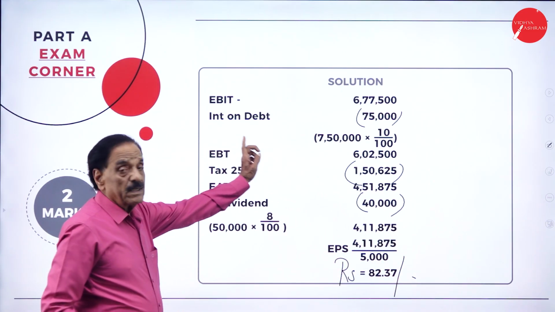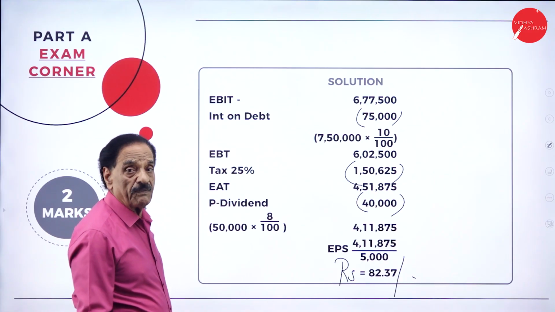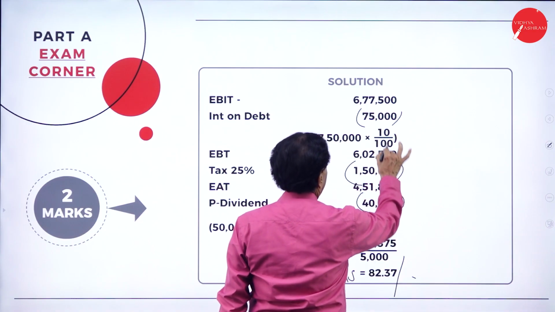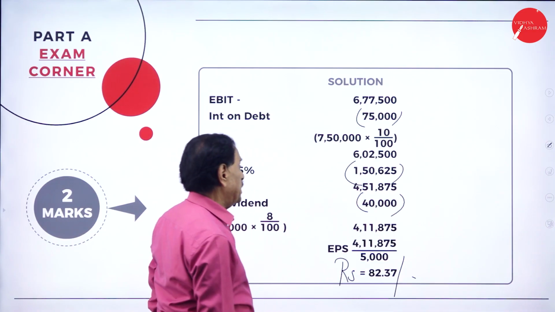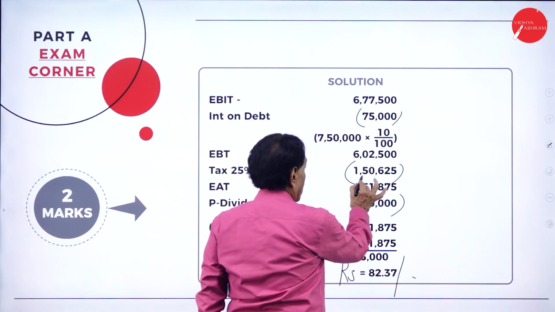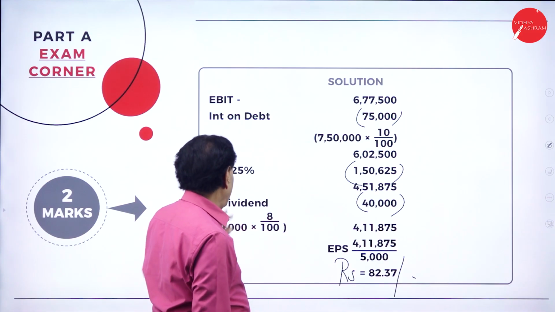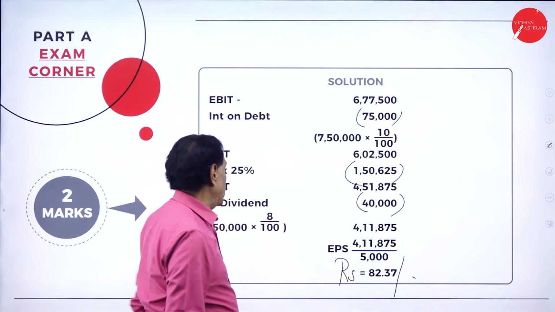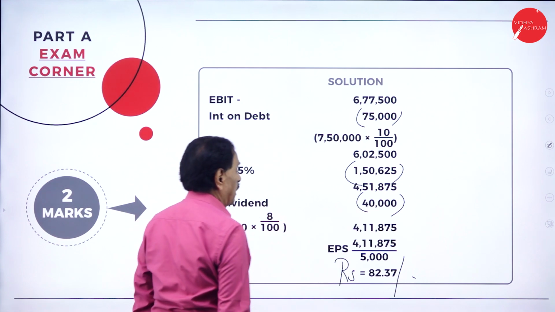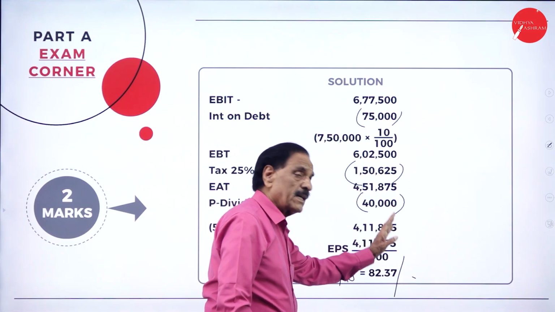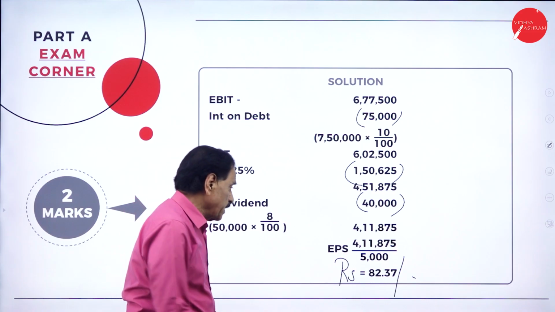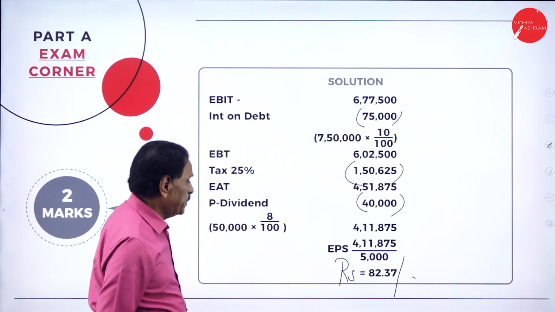How will it be? EBIT is 6,77,500 minus interest on debt 75,000, which is 7,50,000 into 10 by 100. Balance is 6,02,500. Tax at 25% on this is 1,50,625. Earning after taxation 4,51,875 minus preference dividend, 5 lakh into 8 by 100, is 40,000. It comes to 4,11,875. Earning per share is 4,11,875 divided by 5,000, which is 82.37.